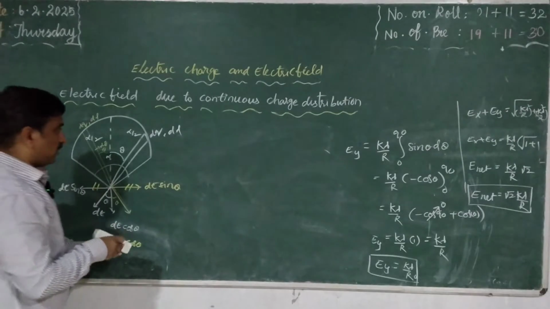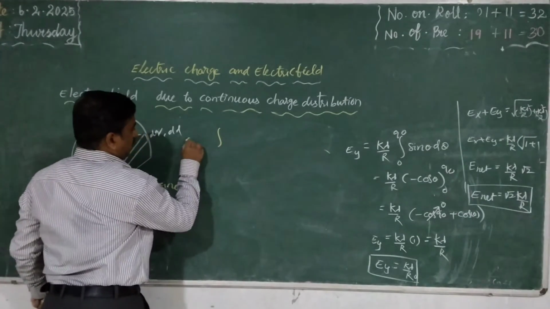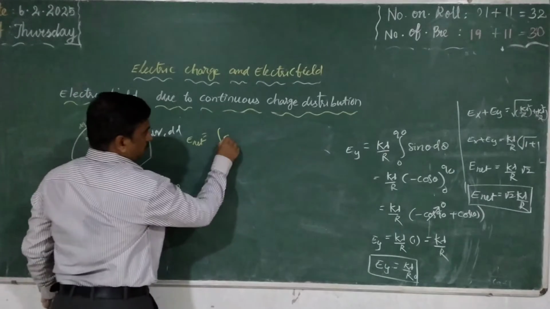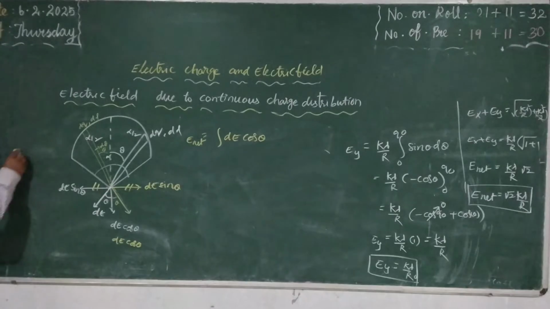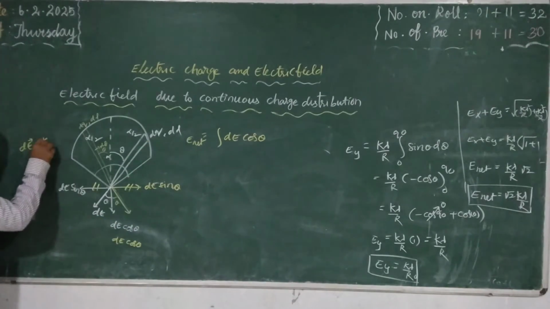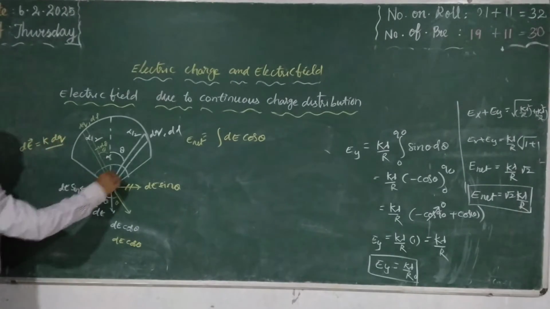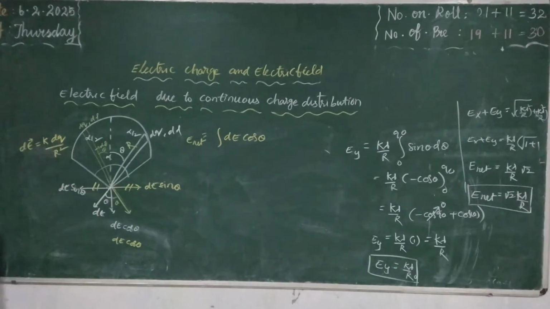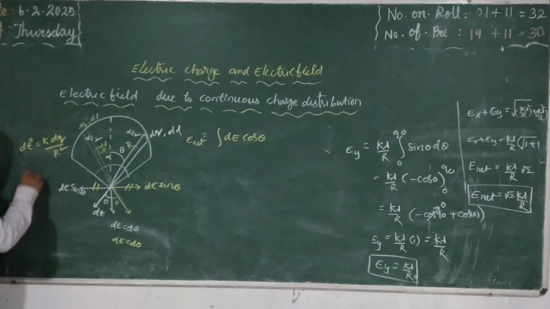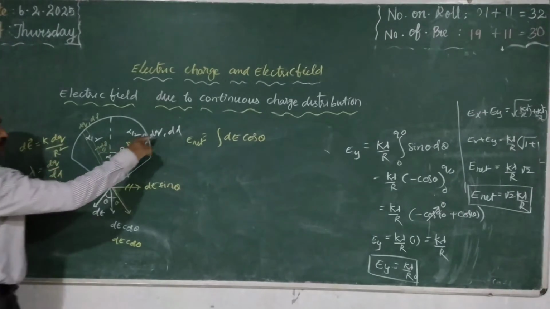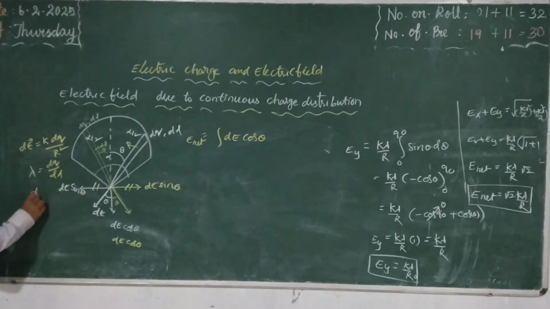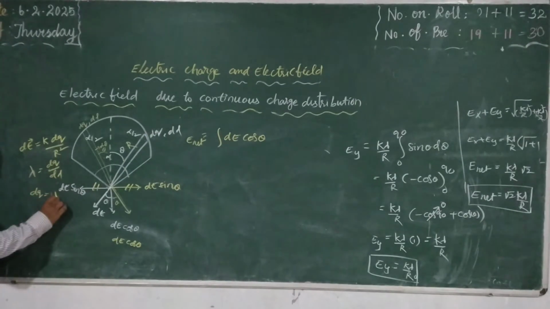So we can take the integral. E net equals integral of dE cos theta. First we write dE, the electric field due to this charge. Here K, charge is dq, distance is r only, so r square. So dE equals k dq by r square. dq we can take as lambda. Lambda is the linear charge density, charge per unit length. Charge is dq, unit length is dl. So dq equals lambda dl.